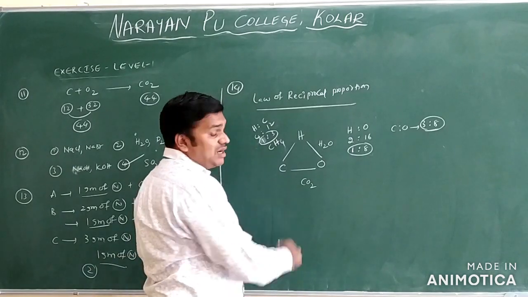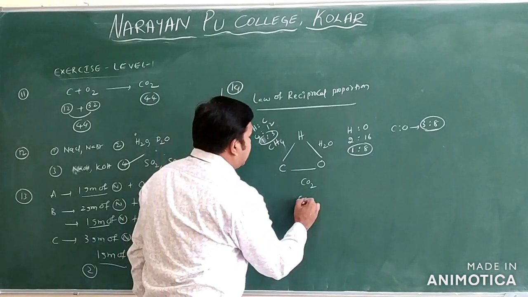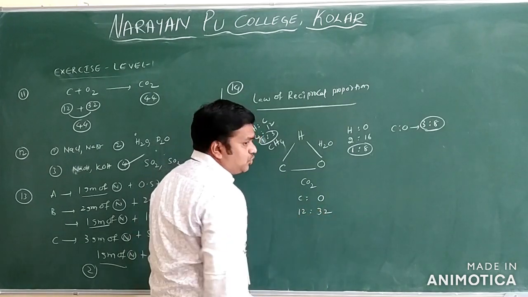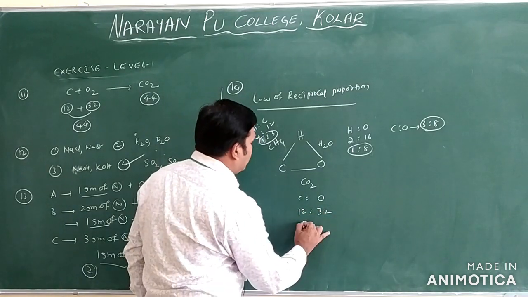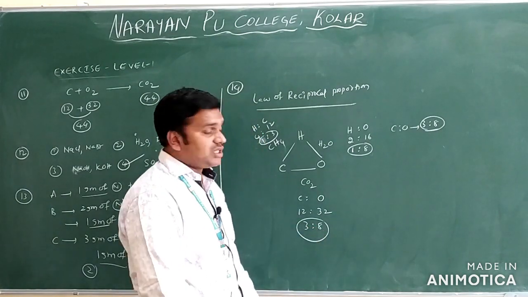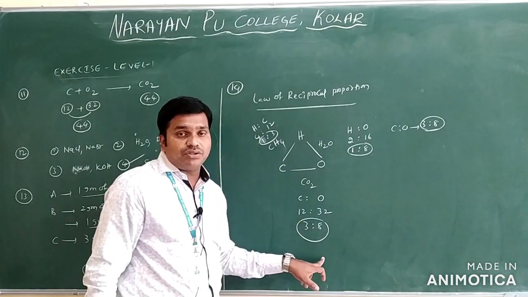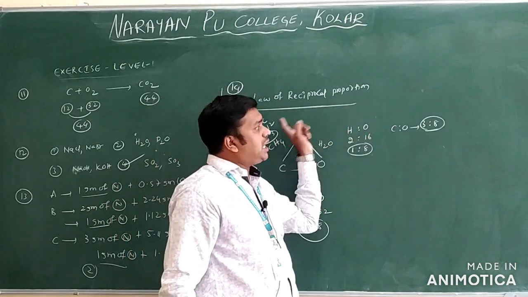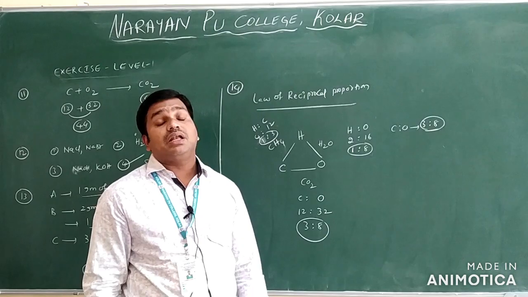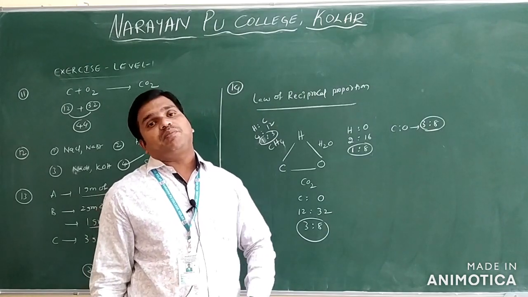If you see carbon dioxide, CO2, here carbon we have 12 and oxygen we have 32 only. If we cancel by 4, 3 fours and 8 fours, what ratio do we get? 3:8 only. What is the ratio they will combine in? 3:8 ratio. And what ratio do we get from carbon and oxygen? That is 3:8. So this we are calling the law of reciprocal proportions only.